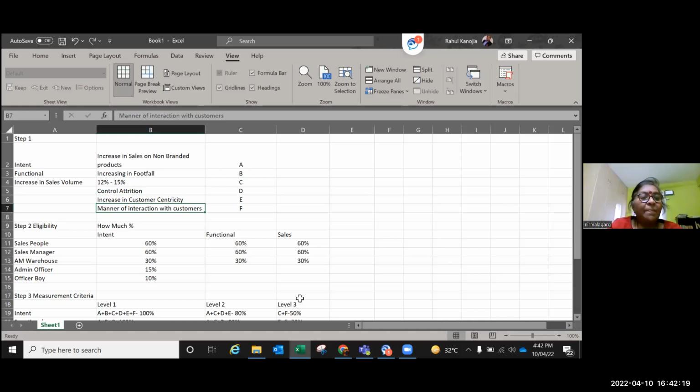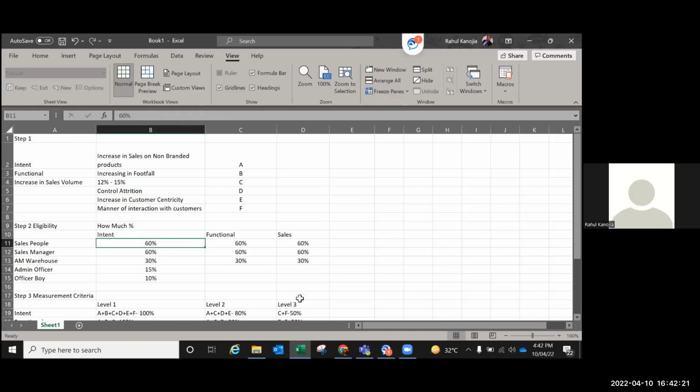Right. Great. So on step 2, which is eligibility, who are the people eligible for this incentive? We have considered all the sales people, sales manager, assistant manager, admin officer, and office boy, who will be a part of this incentive plan. So essentially you are saying that all the people working in this retail or store chain, directly or indirectly, will impact the sales. So all of them are there in this incentive plan. Yes. Okay.